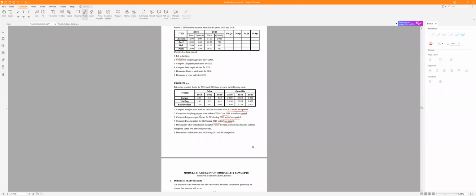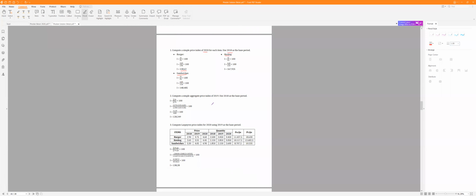Right, simple aggregate price index. So if you still remember, it's the sum of all the prices in the designated year, which is 2019, and the base year, which is 2018, right? So sum of prices in 2019, and this is the sum of prices in 2018, right? It's not that hard. So 11.35 divided by 8.85 times 100, you get 128.25.